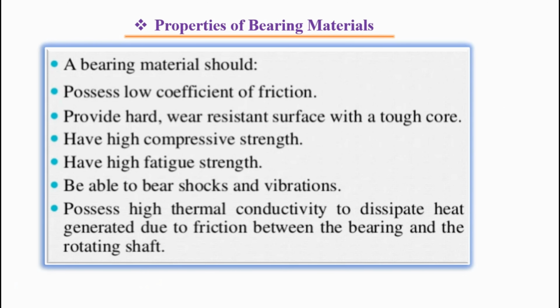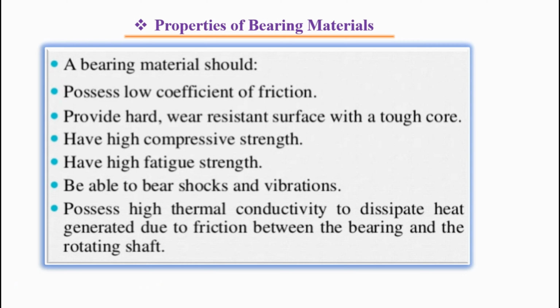Now, what properties should be possessed by bearing material? This question has been asked many times in examinations, and in MCQ types also. So guys, what are the desirable properties of bearing materials? Let's see. It should possess a low coefficient of friction. As I have already told you, why are we selecting bearing material between two moving parts? Because we need to minimize the friction or the scoring of the moving surfaces. That is why it possesses a low coefficient of friction.